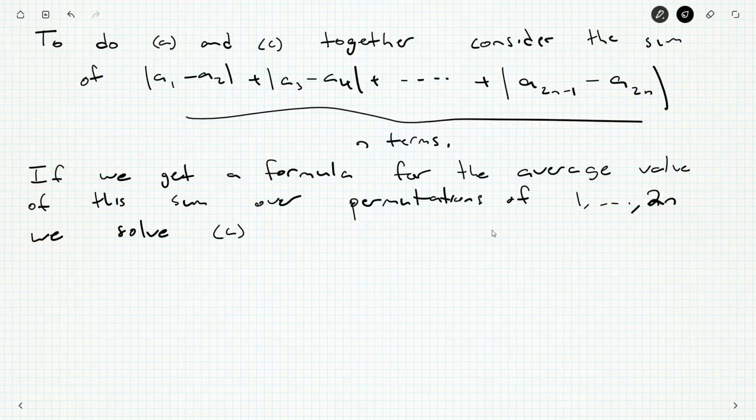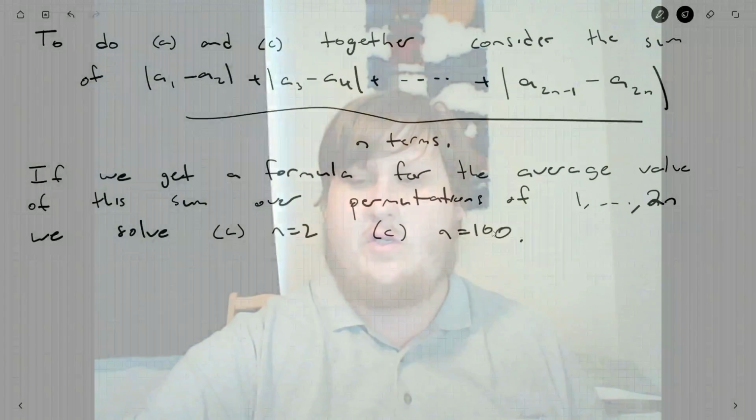If we can get a formula for this, we solve A for n is 2, because A had 4 numbers, and we solve C when n is 100. So if I can get a formula in terms of just n for the average value of this sum of absolute values of differences of pairs, then at the end, let n equal 2, that'll give me the answer for A. Let n equal 100, that'll give the answer for C. And then we'll just be left with B. Okay, that's my idea. I'm trying to kill two birds with one stone here.